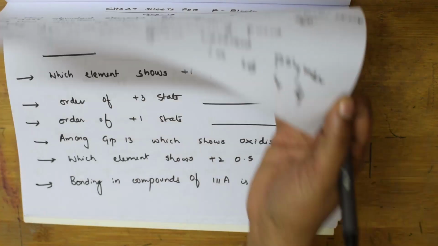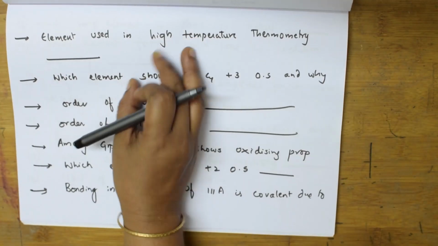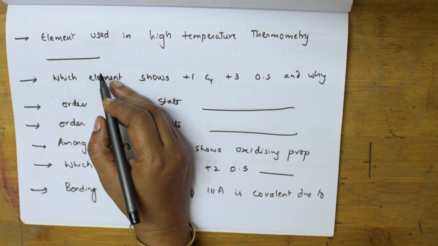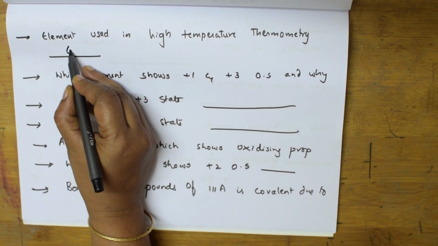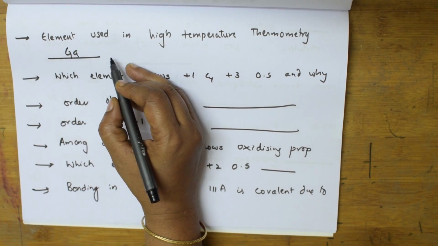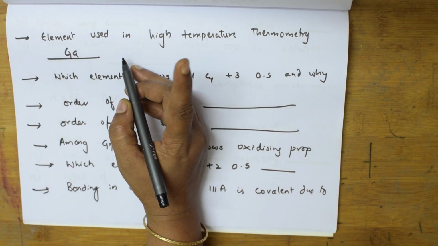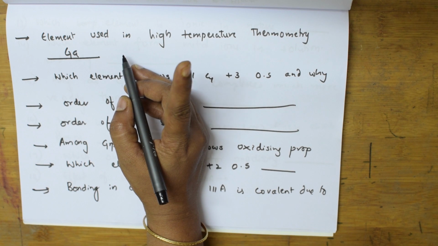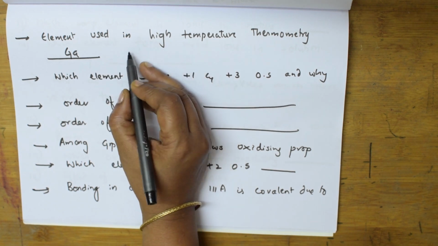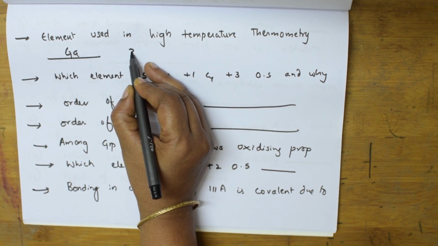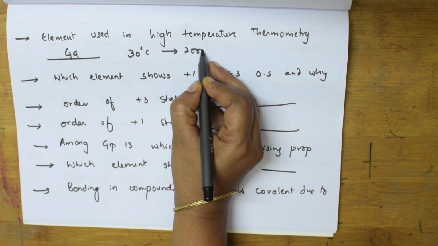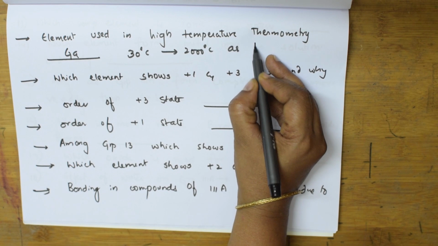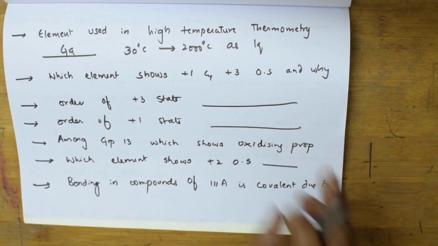Let us read the next question. Okay. Element used in high temperature thermometry. They may ask you what element is used in thermometry. Basically the answer is gallium. Why? Its melting point is 30 degrees. From the melting point of 30 degrees till 2000 degrees it exists as a liquid. That is the reason gallium is used in thermometry.